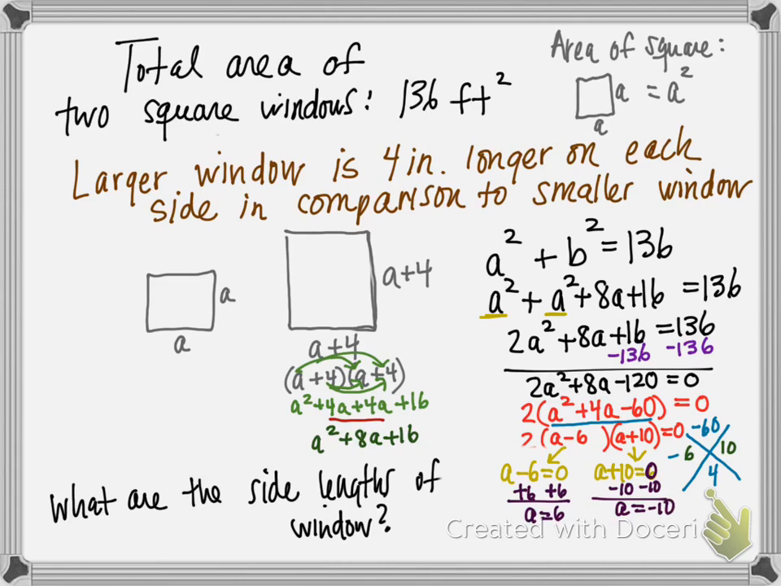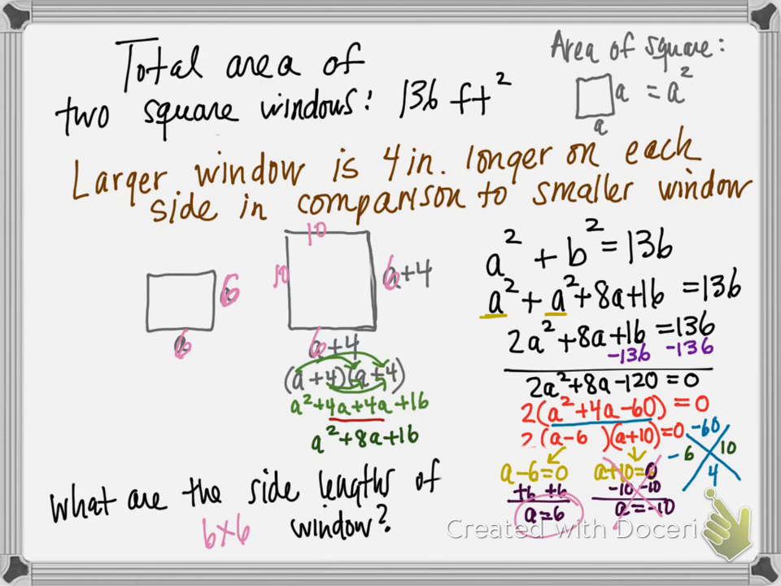Now remember, A represents the side lengths of a window. So you cannot have a negative side length, a negative measurement, so we're going to throw out the negative 10. So in fact, the side lengths for the smaller window would be 6 by 6. So that answers our question. What are the side lengths of the smaller window? 6 by 6, or 6 feet by 6 feet. And then the larger, if you throw in 6 there and add 4, it'd be 10 by 10.